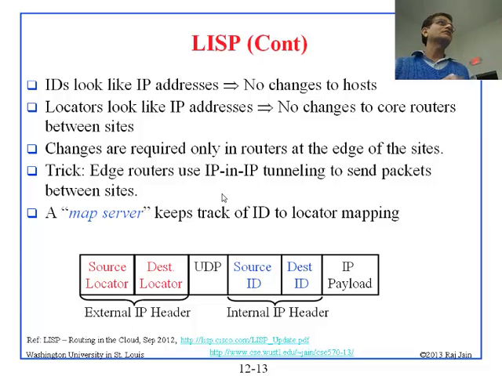Does that answer your question? Yes. Okay. All right. So now you see the header. This is your original packet, which has source and destination. It looks like source and destination IP, right? But these are IDs, and this is your IP payload. All that is put into a UDP header, and then that UDP packet is put inside the IP header.